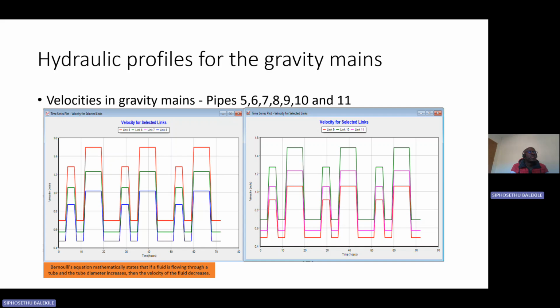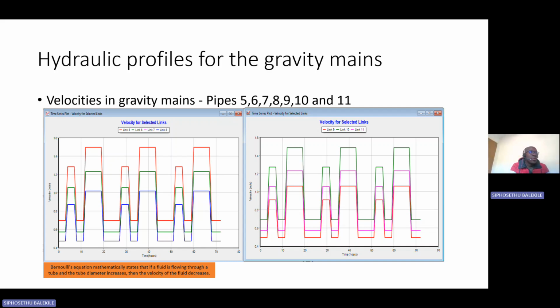The velocities for the gravity mains are listed below. So these will be the velocity profiles for pipes 5, 6, 7, 8, 9, 10, and 11. And it should be noted that the velocity does peak at certain times of the day. This is when the demand is high. This is normally when the people are home and about to leave for work, but they are consuming a lot of water. So there's a lot of pumping going on into the different townships.